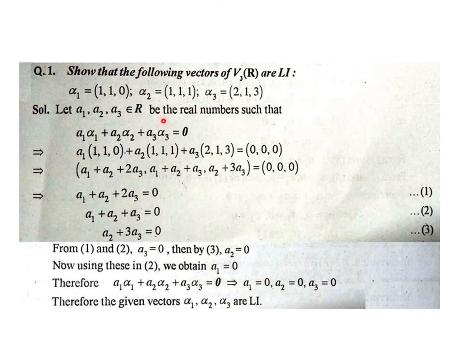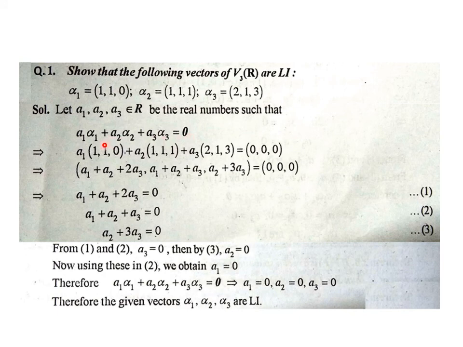Now for proving linear independence of these 3 vectors, we choose any 3 scalars a1, a2, a3 belonging to the field. The field is given as the set of real numbers, so they belong to R. And then we start with the linear combination. If we have to check or prove LI or LD, always start with this equation, the linear combination of all scalars and vectors equals 0.